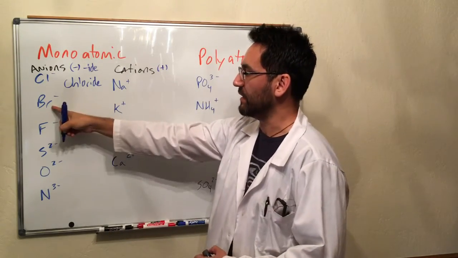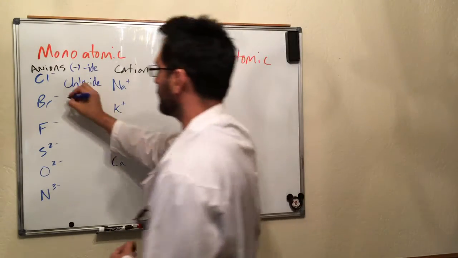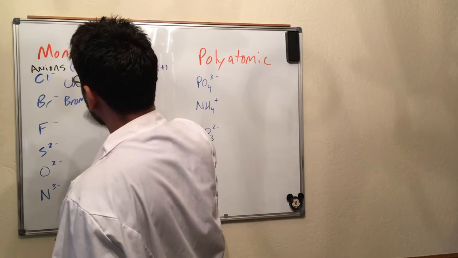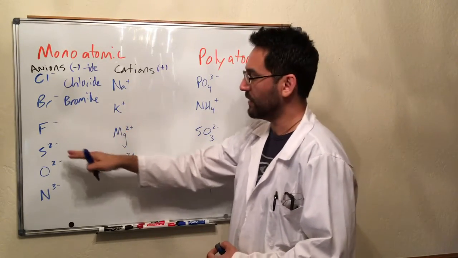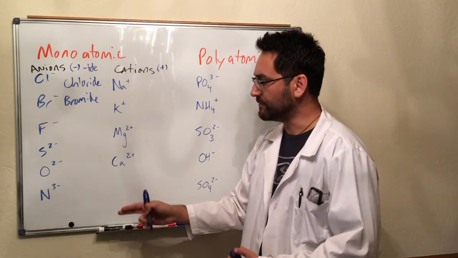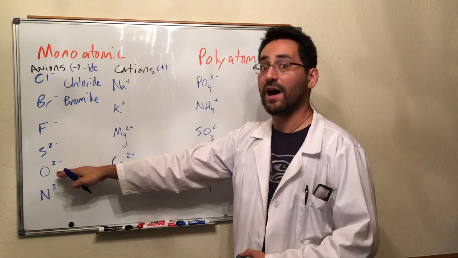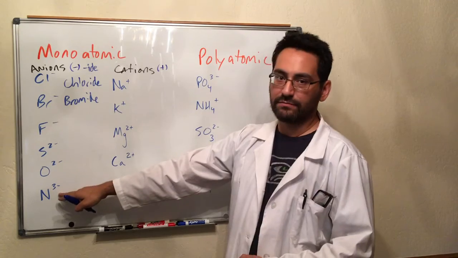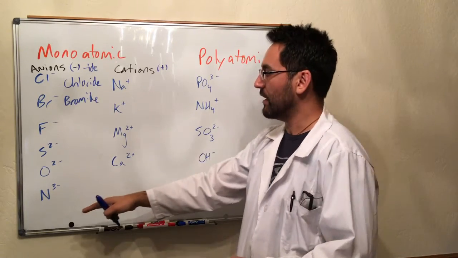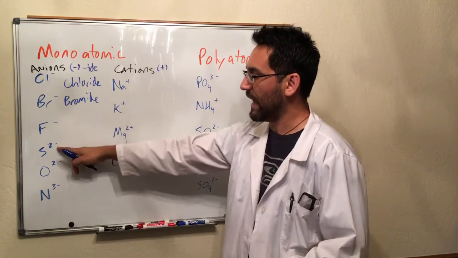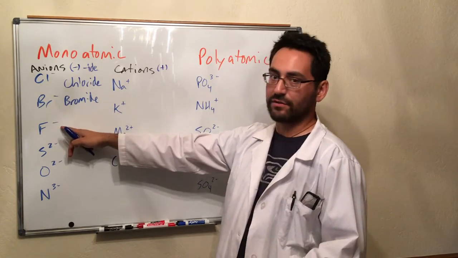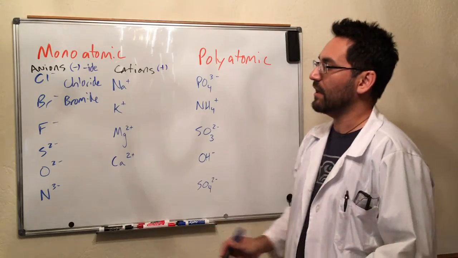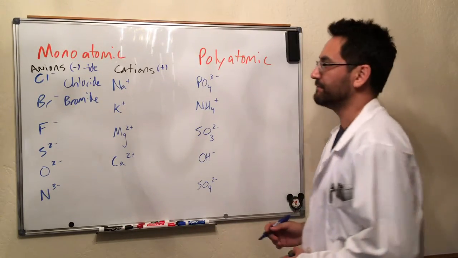Bromine would be bromide. And so on. Fluorine will be fluoride. Sulfur will be sulfide. Oxygen becomes oxide. Nitrogen becomes nitride. Now, it doesn't matter how many negative charges they have. Sulfur's 2-, fluorine's only 1-. They all get the same ending, -ide.